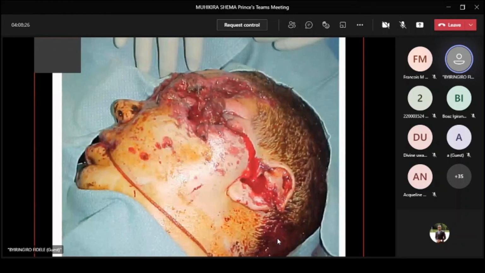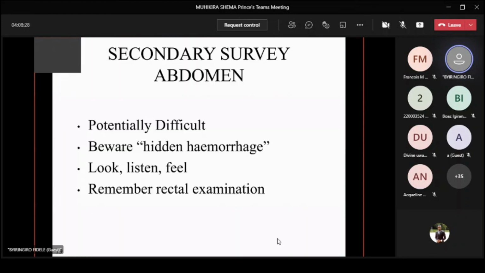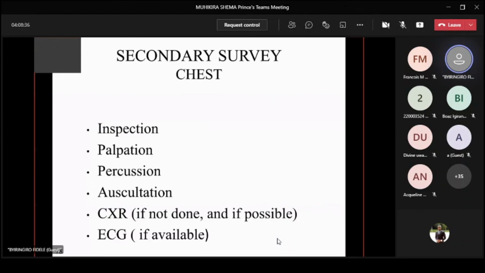So for the chest, you always do the same inspection, percussion, auscultation, but after your primary survey, now we are talking about the secondary survey. For the abdomen, it's potentially difficult, but beware of hidden hemorrhage, internal bleeding in the abdomen. It's very crucial. Remember always to do rectal examination for the abdomen.